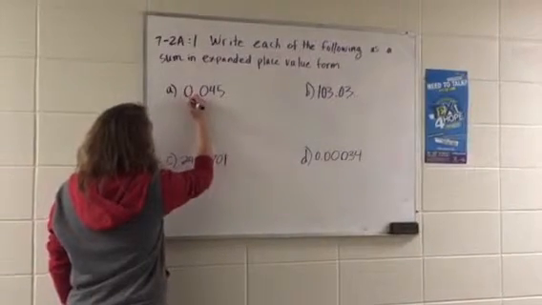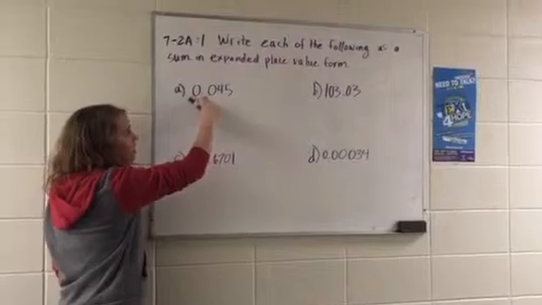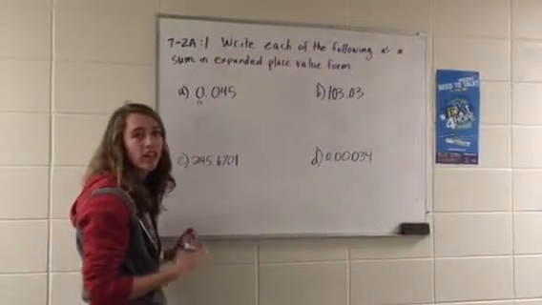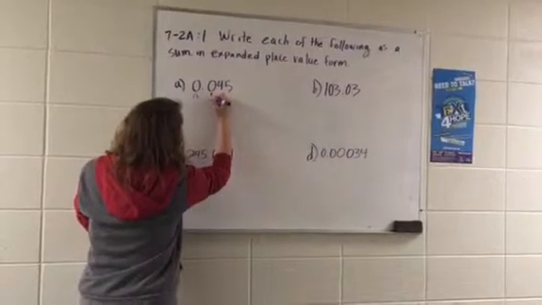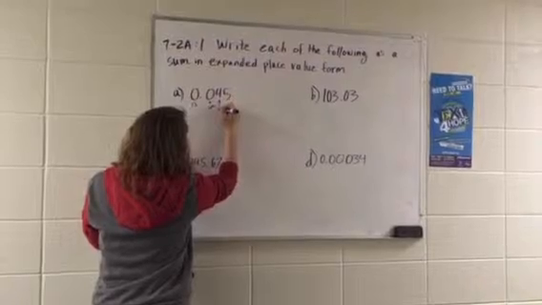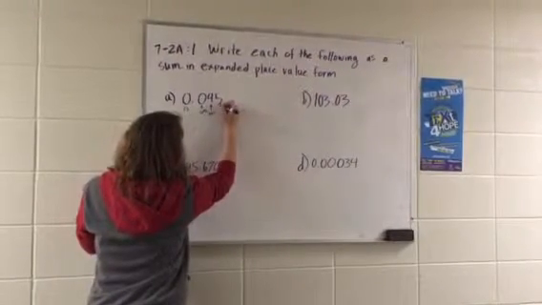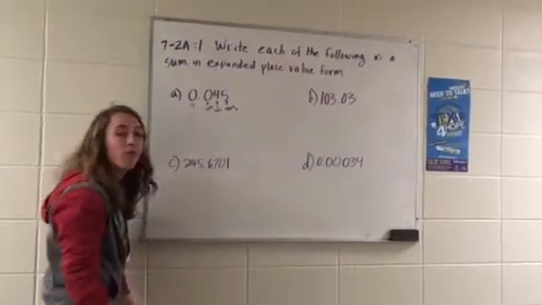So here we have the ones place. Then this point, or the decimal point, you can just think of as "and," and then here we have the tenths place. The 4 is our hundredths place. And the 5 is our thousandths place. Now what do those things mean?